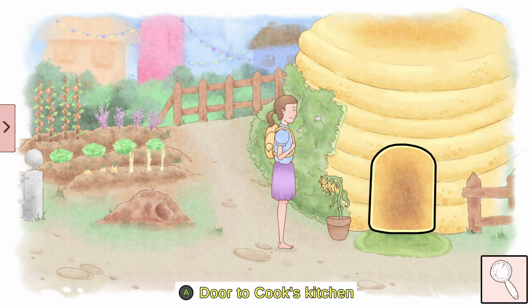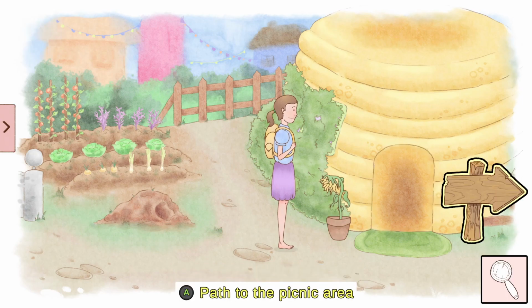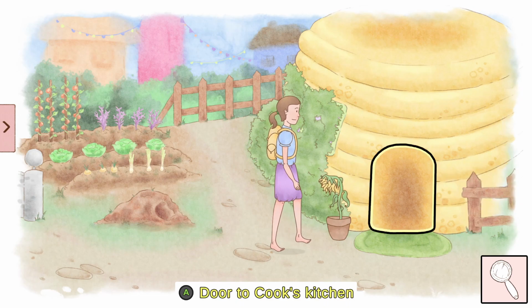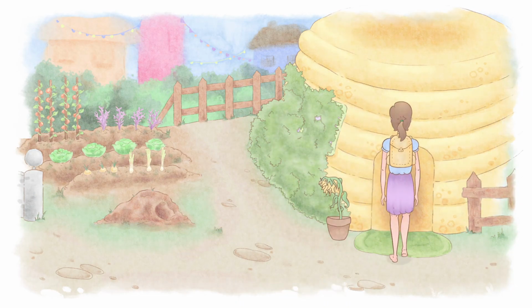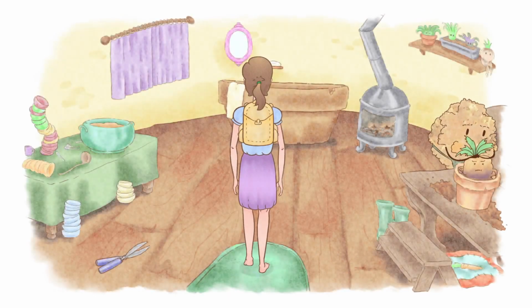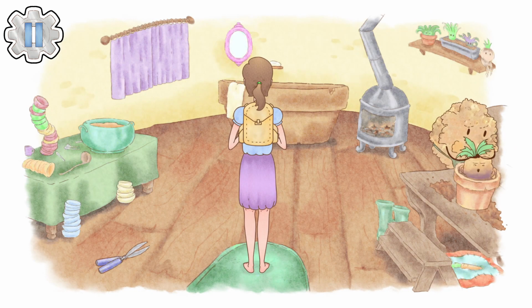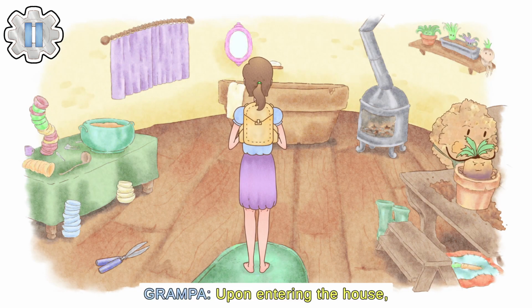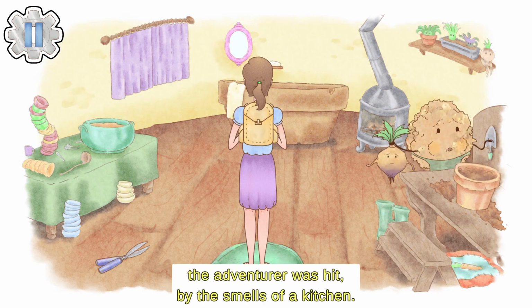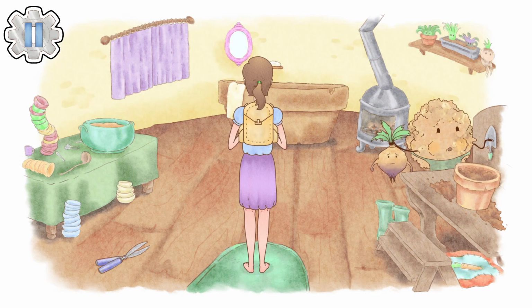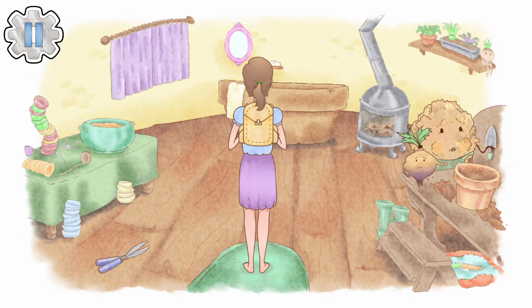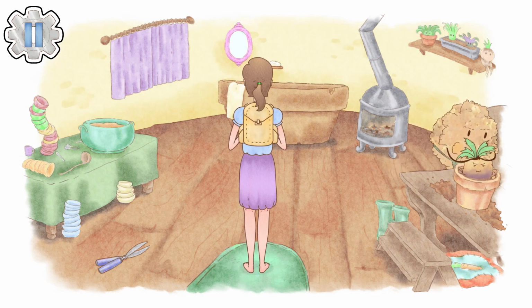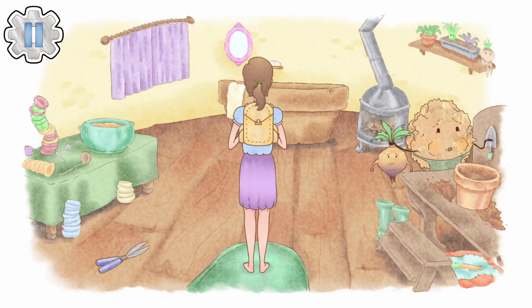Door to cook's kitchen. Path to the picnic area. Upon entering the house, the adventurer was hit by the smells of a kitchen. A large pot of soup is on a table with precariously stacked bowls and cutlery. I should make some potato soup again. Sat on the burning stove, the fire just glowing embers.